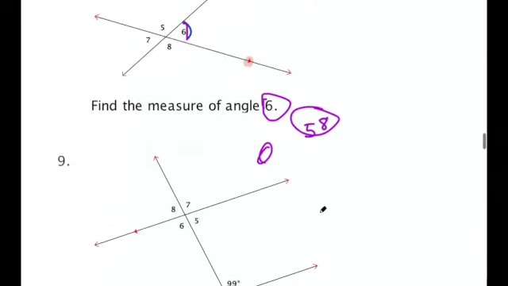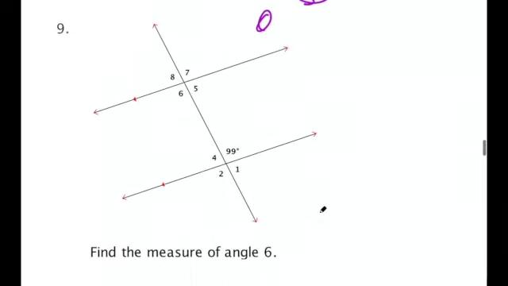Okay. So let's go ahead and take a look down here. It says find the measure of angle 6. Well, here's angle 6, and look, it's here. So this is kind of the obtuse.